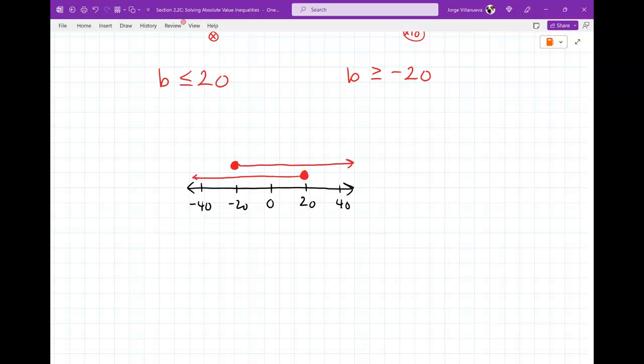Remember, this is an AND problem, which means I got to figure out what they have in common. So here's what they have in common. That piece right there. So let me draw the answer. A solid dot, and a solid dot, like that. And there's your connection. Okay? That's your solution right here. That's your answer.